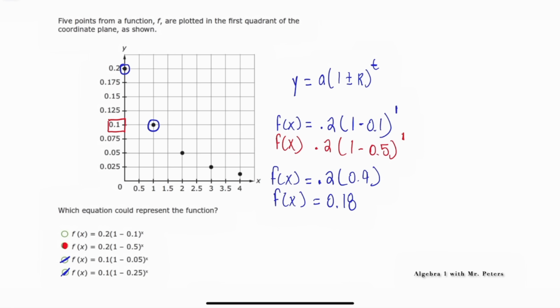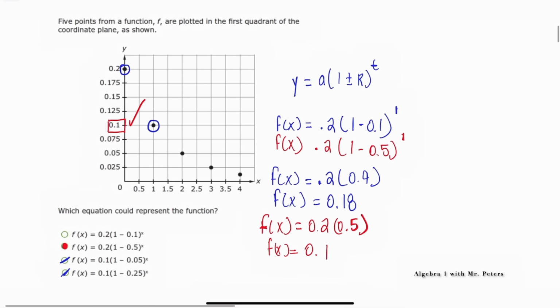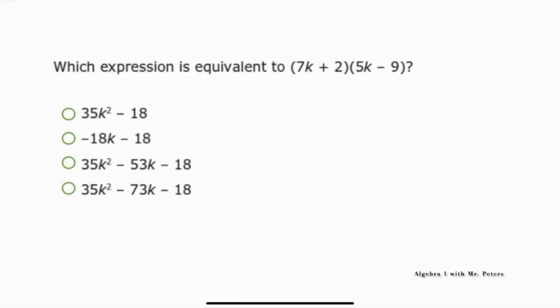It makes it easier. So if we go back and we just check out the second answer choice B, which is in red, we have f of x is equal to 0.2 times 0.5, right? Let's put a 0 in front. And once we multiply these two together, we notice that f of x is going to be equal to 0.1, which is correct. So this is one way that you could kind of guess and check to solve these type of problems. So we're on to question number 12.